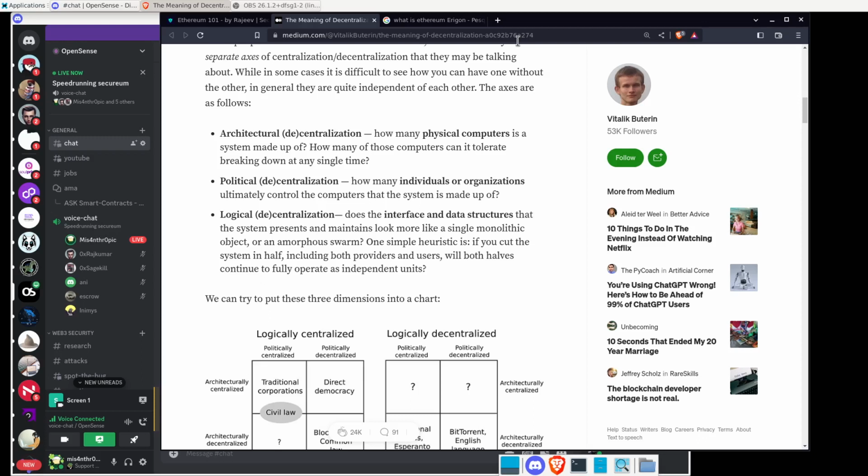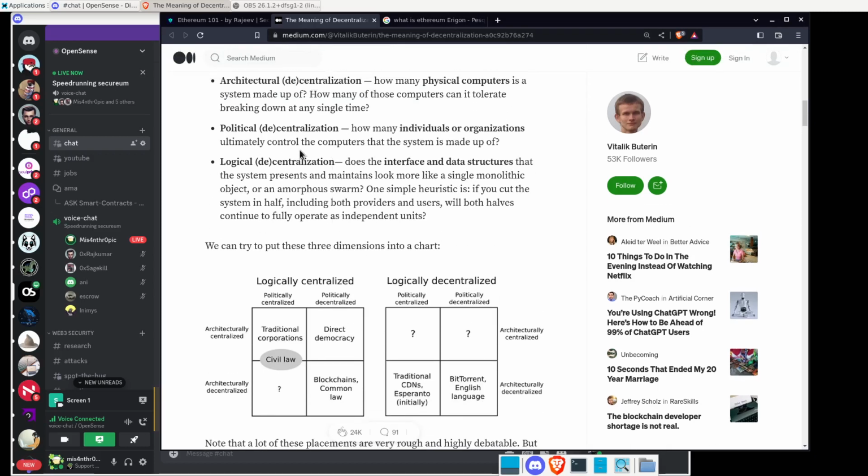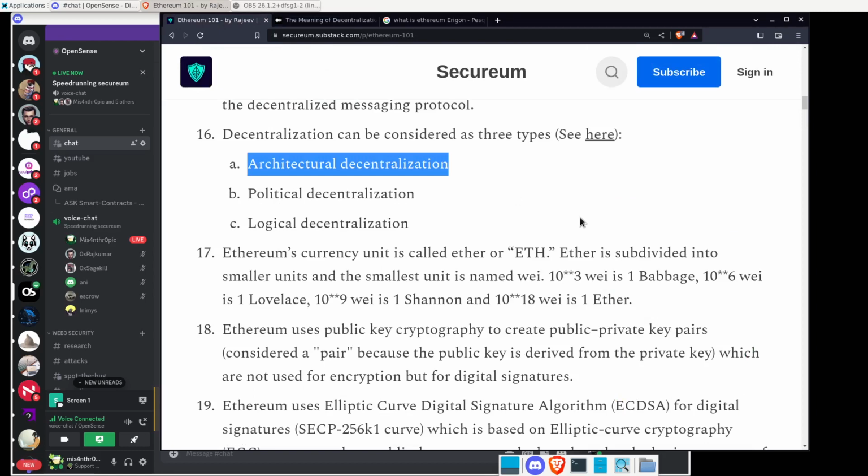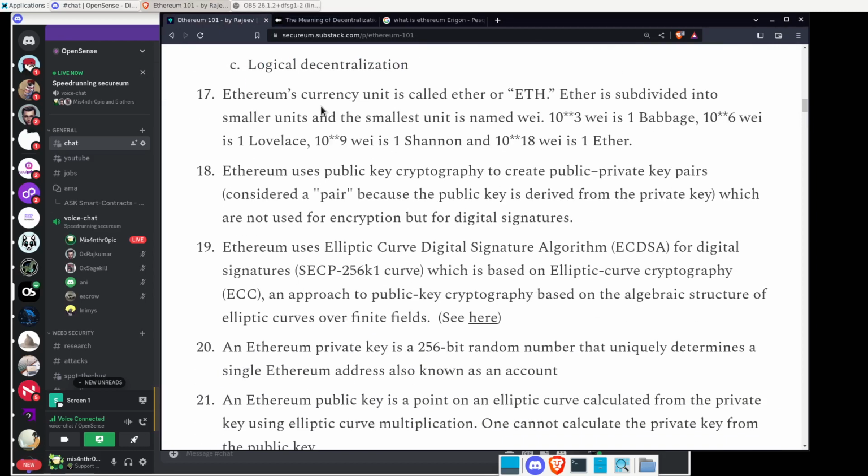One simple heuristic is, if you cut the system in half, including both providers and users, will both halves continue to fully operate as independent units? Okay, I got it. So we're talking about a little bit of redundancy and resilience when we talk about logical decentralization. Let's keep on.